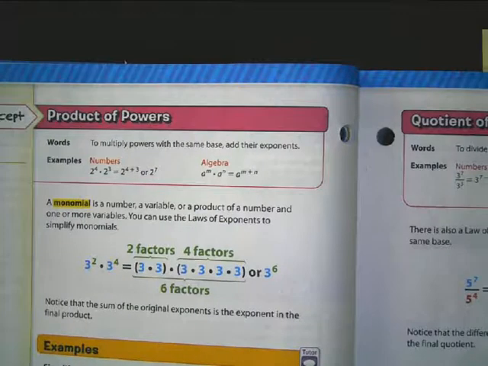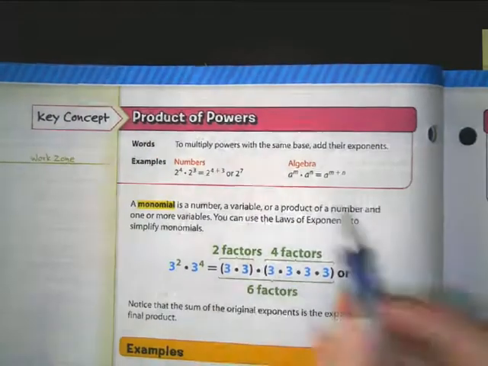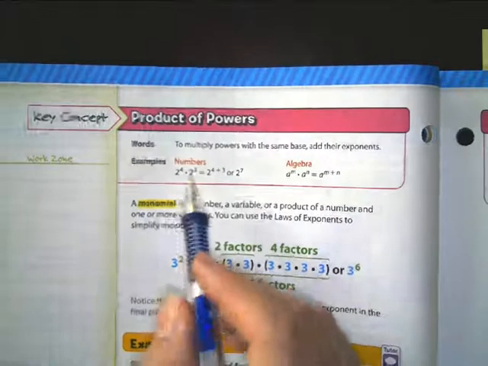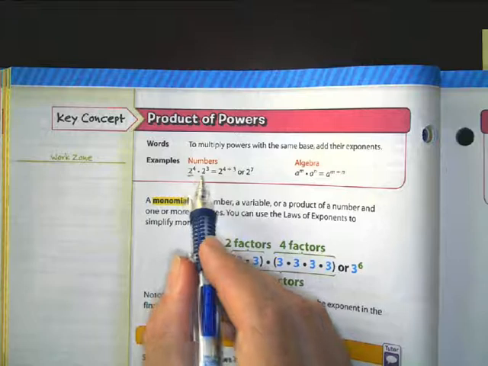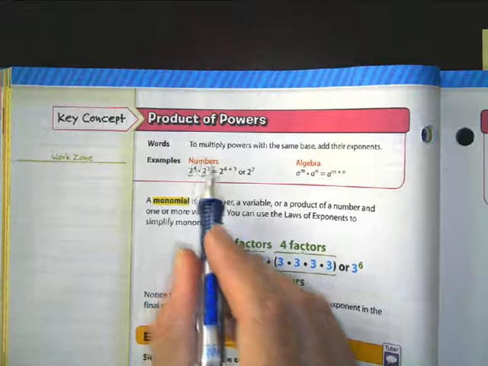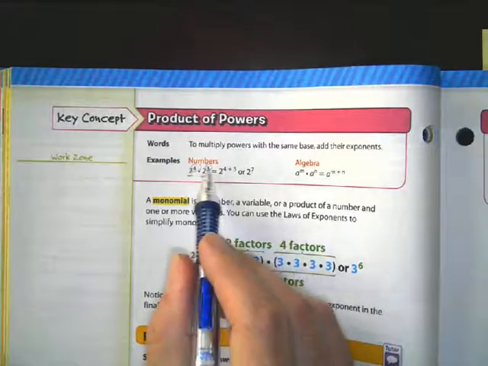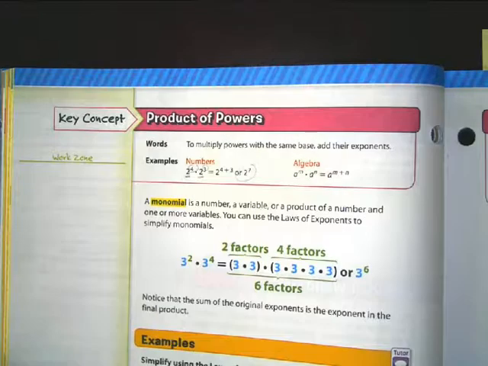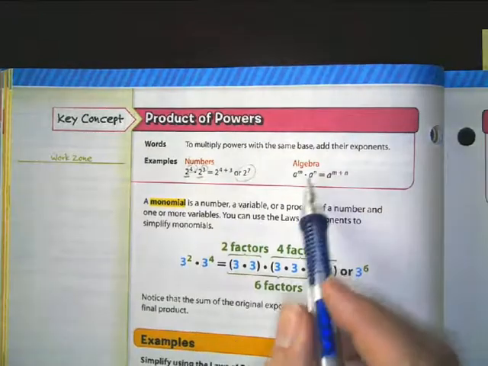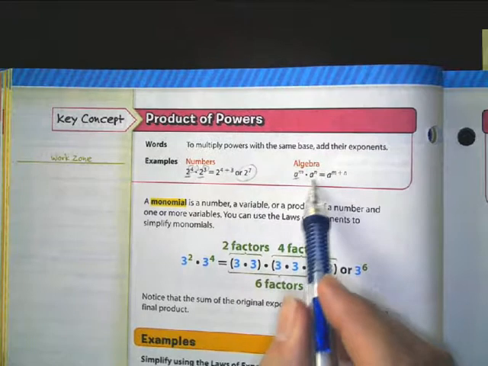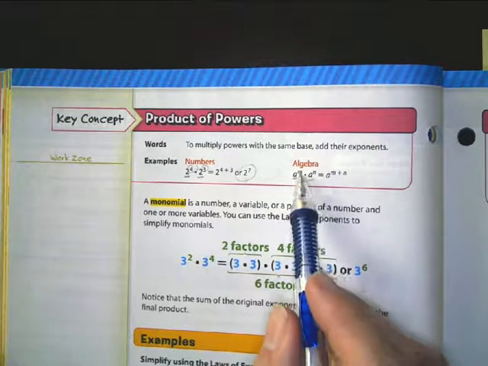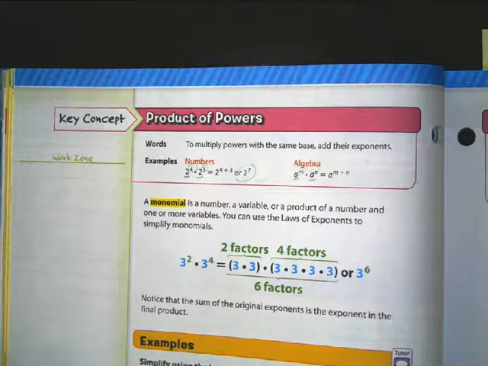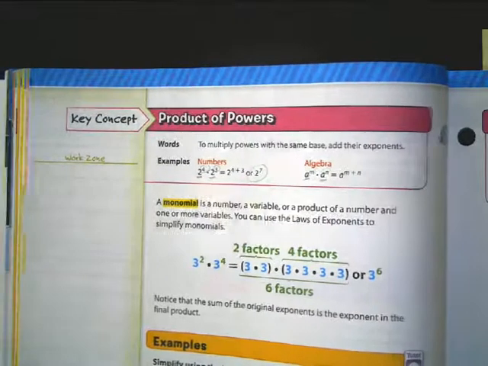The key concept from our lesson was that to multiply powers with the same base, we simply add their exponents. So if the numbers have the same base, a 2 and a 2, we take the exponents above and simply add them. 4 plus 3 becomes 7, and we can rewrite it that way. If it happens to be variables in algebra and it's the same base, a and an a, then I add the exponents above, m plus n, to see what that's going to be. And that's what we're working on today for product of powers.